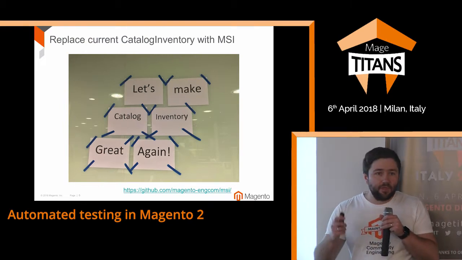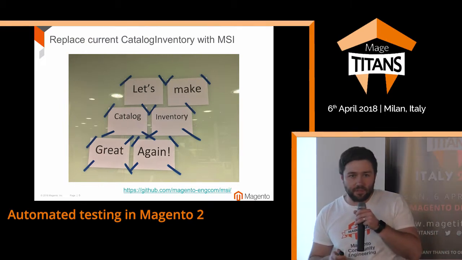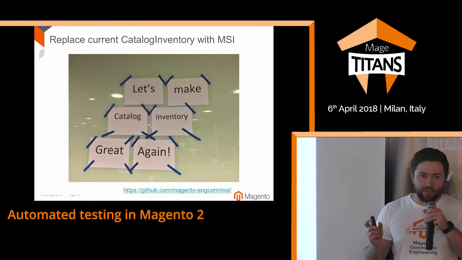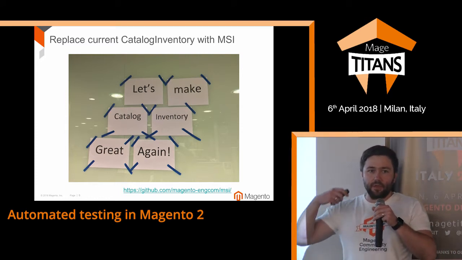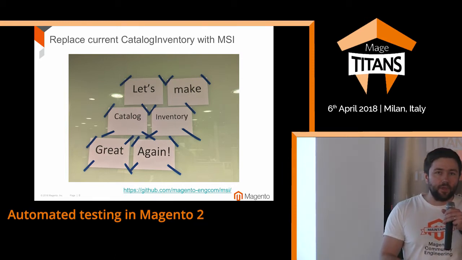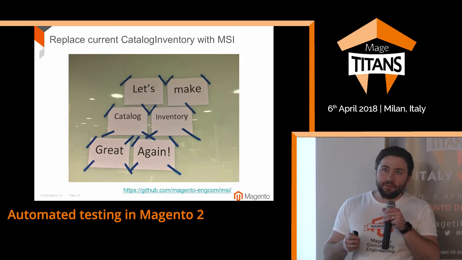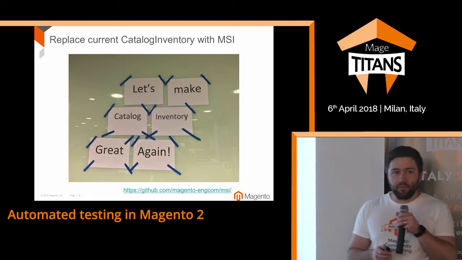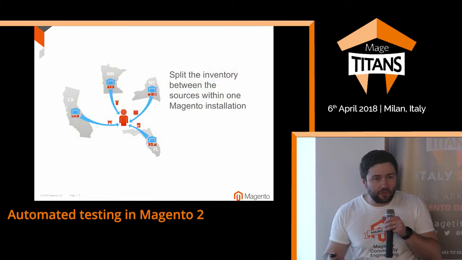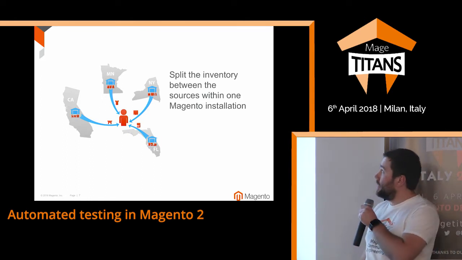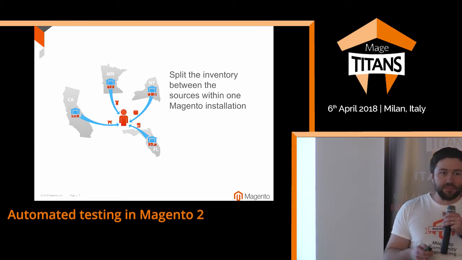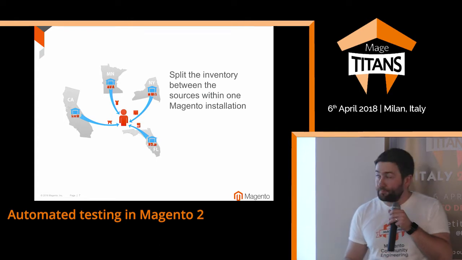Maybe the name of the project is a little bit misleading, because the abbreviation stands for multi-source inventory, but actually MSI is a totally new inventory. It is supposed to substitute the existing catalog inventory we have, which currently has flaws and drawbacks, and we are supposed to fill these gaps. One of the basic features currently absent altogether is splitting the inventory between different sources under the hood of one Magento installation. This is precisely what we call multi-source inventory.